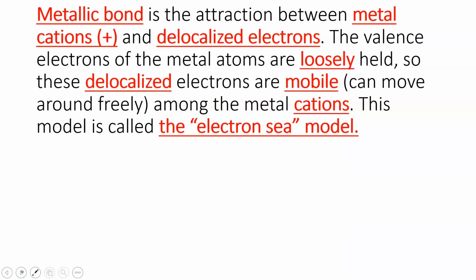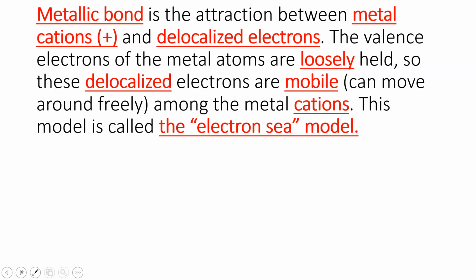Now let's talk about metallic bonds. That's the attraction between metal cations and delocalized electrons. Delocalized means it's not local anymore. It's not on the same atom that it first came from, but it is very loosely held because, remember, metals have low electronegativity, they have low ionization energy, and they have low electron affinity, so they don't hold onto their electrons very tightly. The valence electrons of the metal atoms are loosely held, so they are delocalized when they're put in a network of a lot of metal atoms.